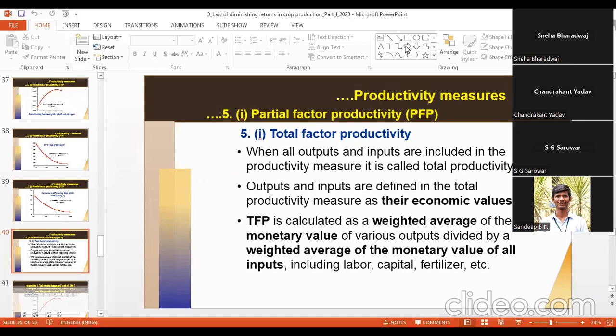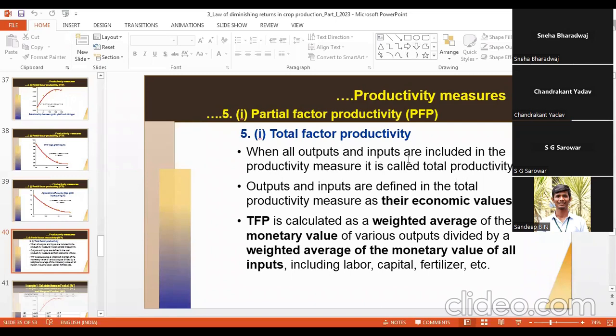You can get the monetary value of the output. Total output is there. You can multiply it by the rate of that particular output and get the total revenue. Similarly, for inputs also, you can convert them into financial or monetary terms, convert the value of all inputs into money terms, and then divide output by input. It becomes your total factor productivity.